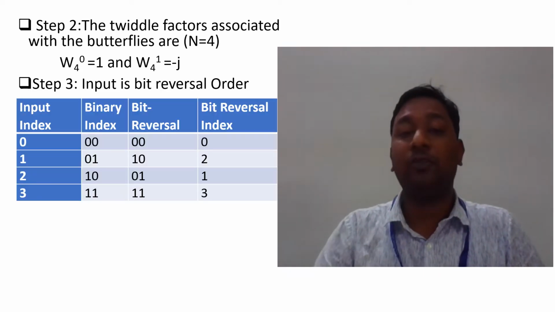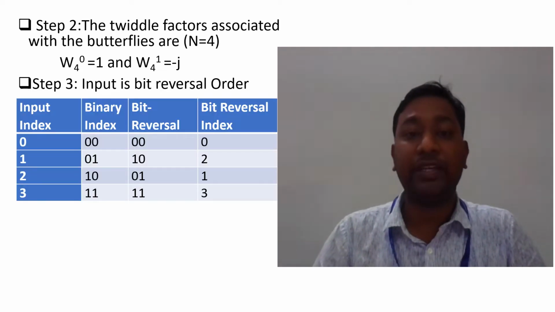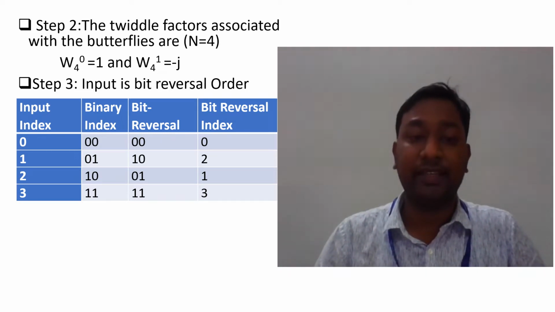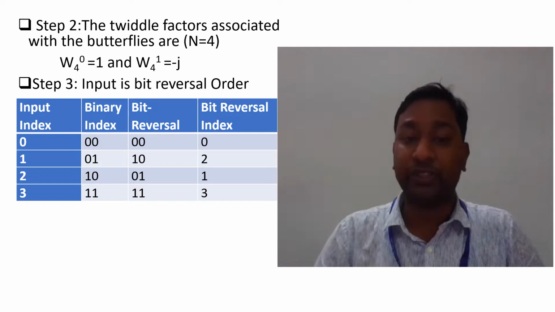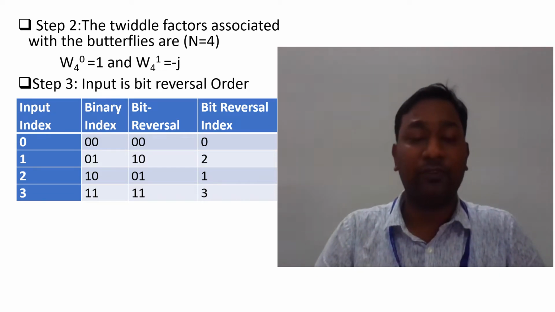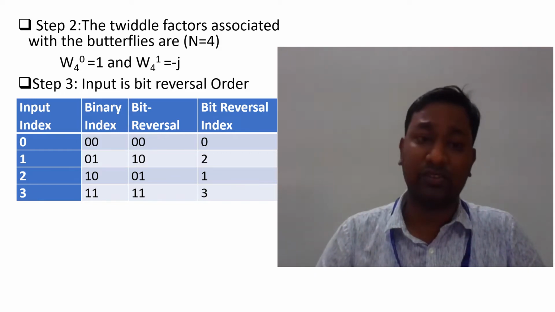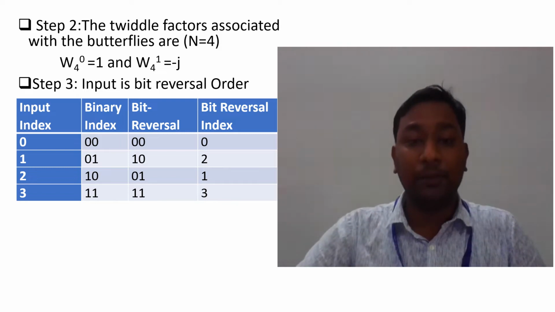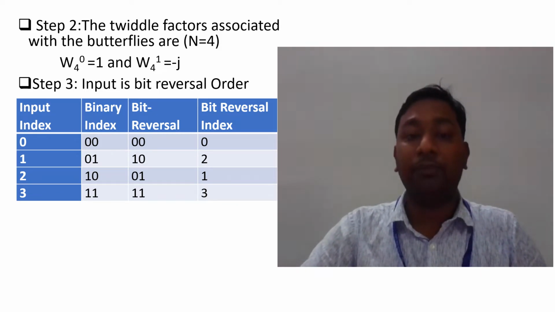Next, step 3. What will be the form of the input? The input is in bit reversal order. First we will consider the input index, there are 4: 0, 1, 2, 3. What is the value of 0 in binary form? 0, 0. What is the value of 1? 0, 1. What is the value of 2? 1, 0. What is the value of 3? 1, 1. If we reverse the bits, 0, 0 will remain 0, 0. 0, 1 will become 1, 0. And 1, 0 becomes 0, 1 and 1, 1 becomes 1, 1.